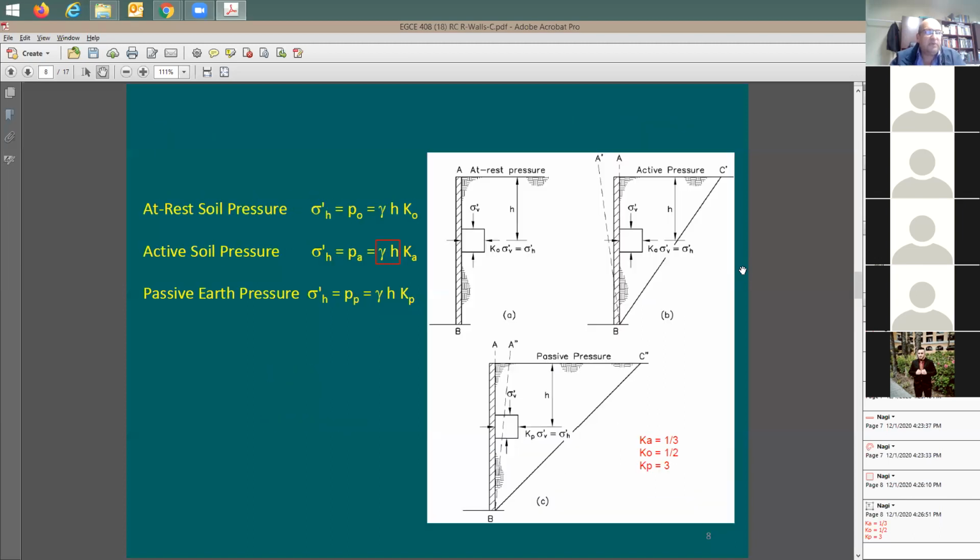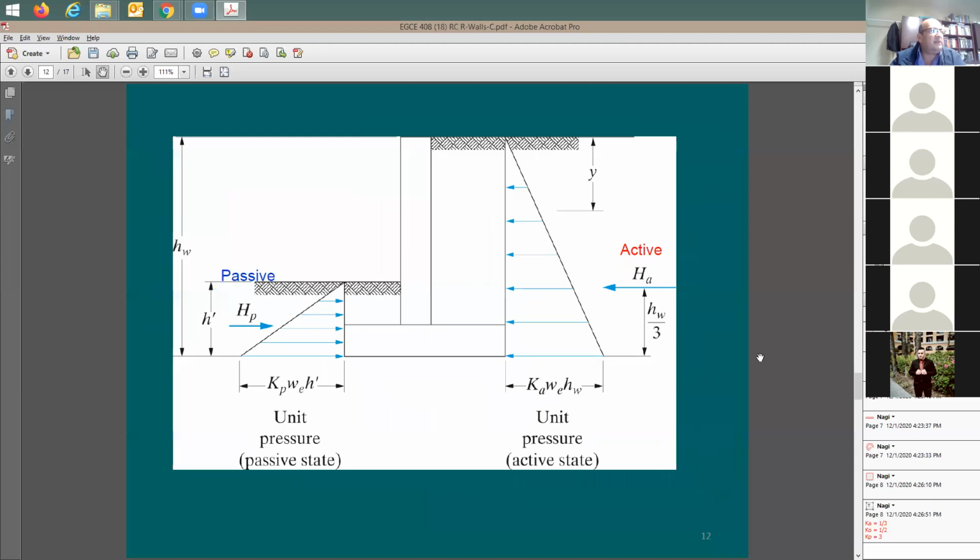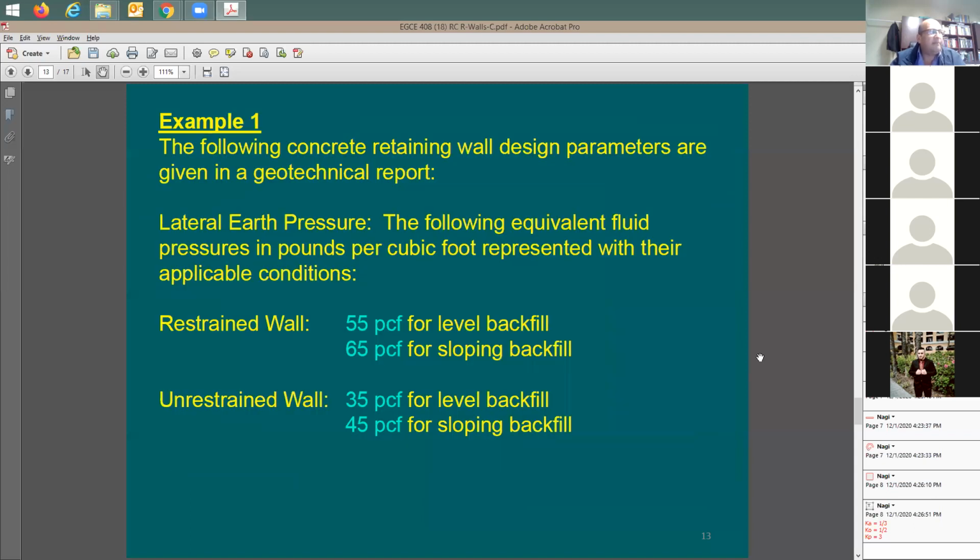But usually in soils reports, they don't give it to us this way. If you're doing an actual design and you have a soils report, a geotechnical report, this is what you're going to be getting. Let me jump to it and I'll come back. In one example, it says the following concrete retaining wall design parameters are given in the geotechnical report. Lateral earth pressure: if you're doing a restrained wall, what is a restrained wall? It means at rest.